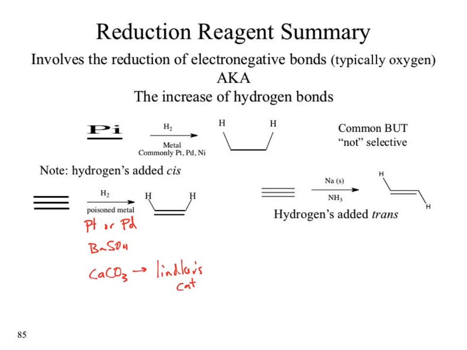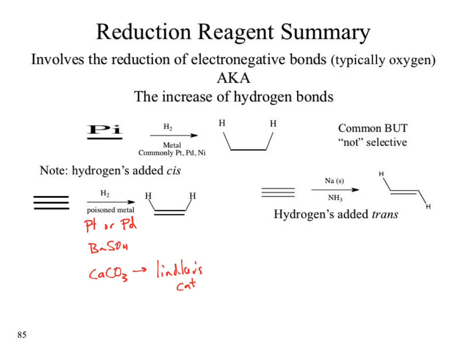They're all poison catalysts, but what makes it specific to Lindlar is what you're poisoning it with. So they're all doing the same thing. We aren't going all the way. Within that, we're now selective. We're selective because we form an alkene. We're also selective because what do we make? A cis alkene. So we have some stereochemistry associated with that.